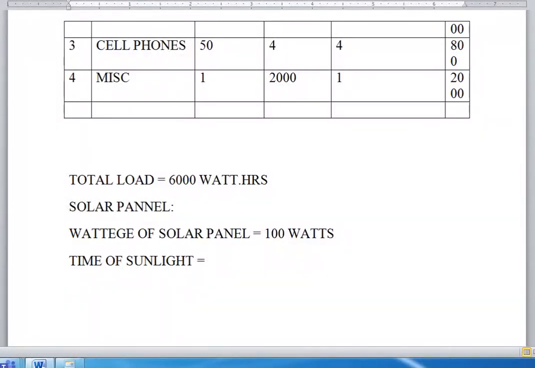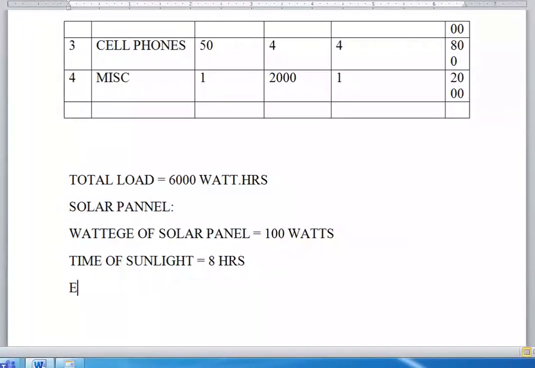I said from 6 o'clock to 6 o'clock it is there. From the safety point of view, we take not 12 hours but only 8 hours. There is no problem. You have 8 hours of sunshine in the particular locality, and the remaining part I need not bother about. So what is the total energy which I am going to get, the total energy given by the solar panel?